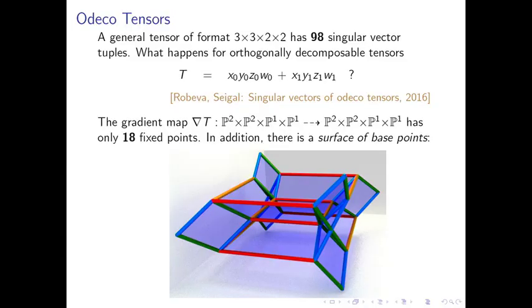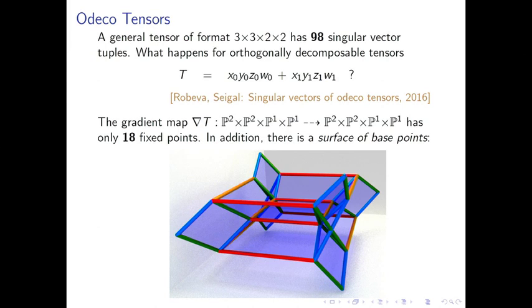Well, the gradient map is a very simple monomial map. You take the partial derivatives of this. But there are only 18 isolated fixed points. What happens to the other 80? Well, the other 80 come together and form a two-dimensional variety. They form a surface, and this is a picture of this surface. How is this to be understood? In combinatorics or symplectic geometry, we think about these projective spaces as simplices. So this P2 is a blue triangle, the other a green triangle, then a red line segment and a yellow line segment.